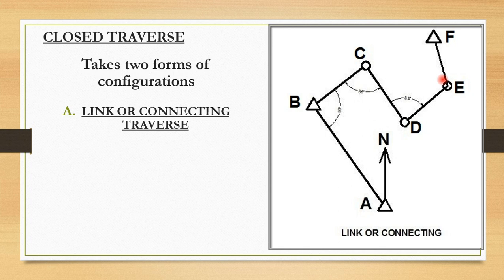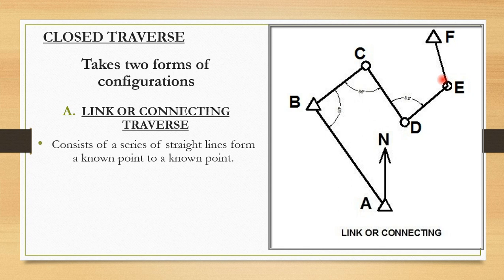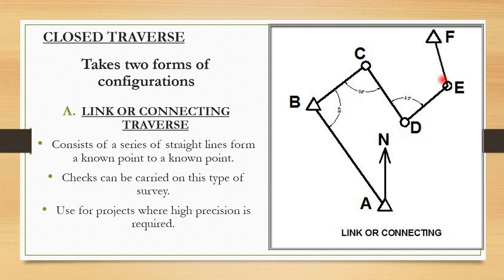In the linking traverse, you start from a known point and then you end at a known point. Of course, the starting point has details which are known, which have already been surveyed, and also the closing point has surveyed details which are also known. So checks can be carried out when using this kind of traverse, because you start from a known point and end at a known point. So it is easy to determine whether your survey was accurate or not.